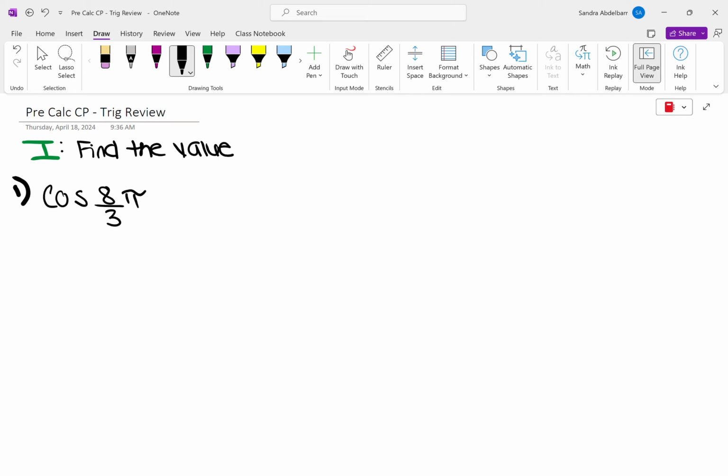Okay, so are we going more than one full revolution? Yes, because the numerator is more than twice the denominator. So we divide. We take the number in our numerator and divide by twice the denominator. So 6 goes into 8 once. We subtract. 8 minus 6 is 2. That is our remainder. So now our new reference will be the cosine of 2/3 pi. So that remainder replaces the numerator. The denominator stays the same.